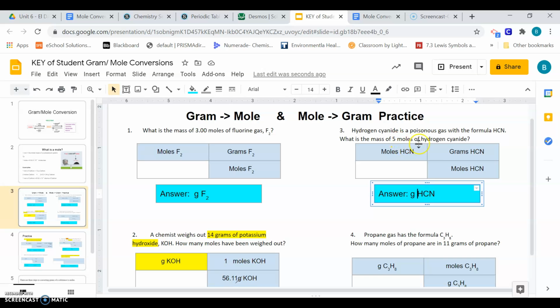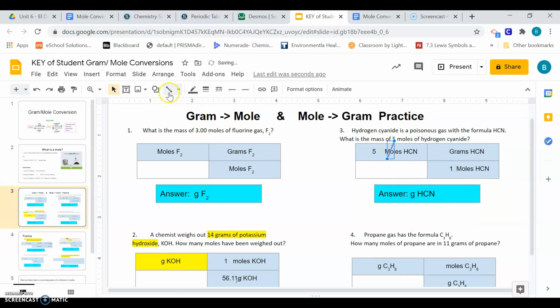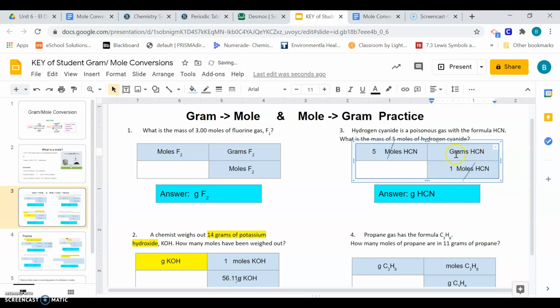What is the mass of 5 moles of hydrogen cyanide? So the first box, you put your given. So you're given 5 moles and you want to find out how many grams that is. So to cancel out moles, to get to grams, you need to put moles on the bottom. So what that does, moles will cancel moles and you'll be left with grams. So for every 1 mole, you have how many grams?